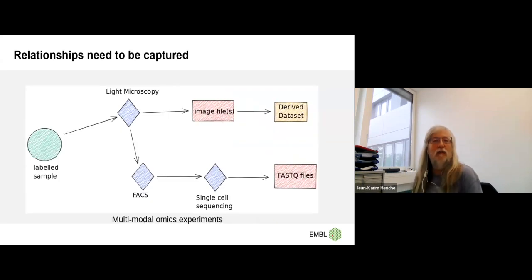But there are other cases, for example, multi-omics experiments. Here we do the same thing: we have a labeled sample, we take a fluorescent microscopy image of that, and then we dissociate, let's say, the cells. We go through a cell sorter and we do single cell sequencing. So on the one hand, from that sample, we have image files, and on the other hand, we have sequencing files, like maybe FASTQ files. So we also want to keep track of the relationships, in particular the fact that we have FASTQ files from the same sample from which we have acquired fluorescent images.